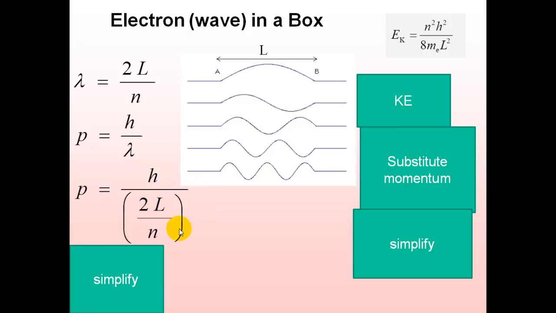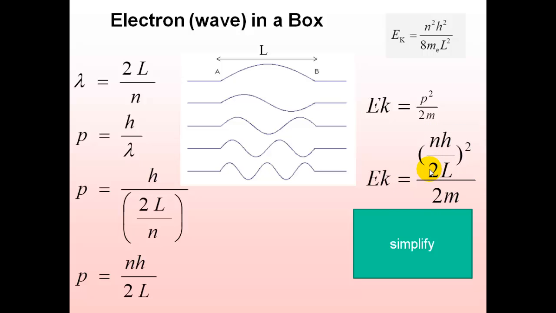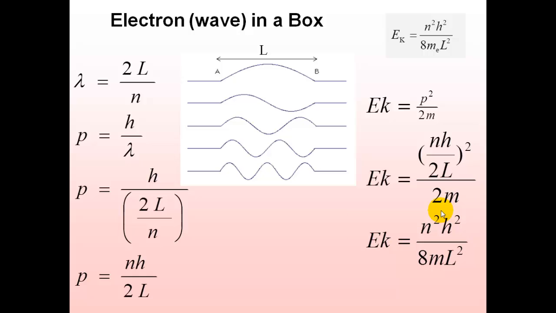Let's simplify that. Since we're dividing by 2L divided by n, we can take the n to the top. So we end up with this. Now, we're halfway there. We can look at the kinetic energy. The kinetic energy is half mv squared, but it's also p squared over 2m. But this is p, so we substitute this value for momentum, and then we simplify, since we're dividing by 2m here. We end up with E equals n squared h squared over 8mL squared.